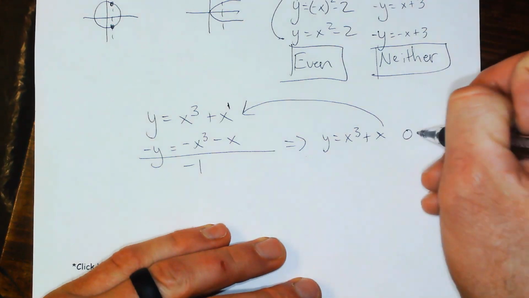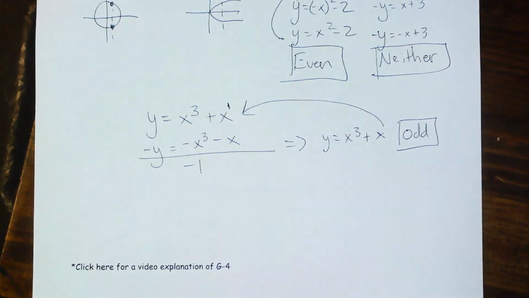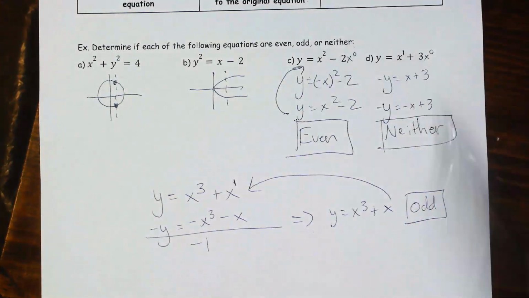Okay. Again, key to kind of give you a hint on what we need to do. Odd functions have odd exponents for x values. Even functions have even exponents for x values. Hopefully that helps.